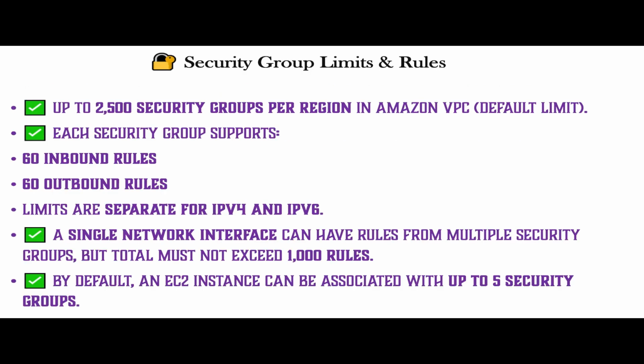Security group limits and rules. Up to 2,500 security groups per region in Amazon VPC, default limit. Each security group supports 60 inbound rules and 60 outbound rules. Limits are separate for IPv4 and IPv6. A single network interface can have rules from multiple security groups, but the total must not exceed 1,000 rules. By default, an EC2 instance can be associated with up to 5 security groups.